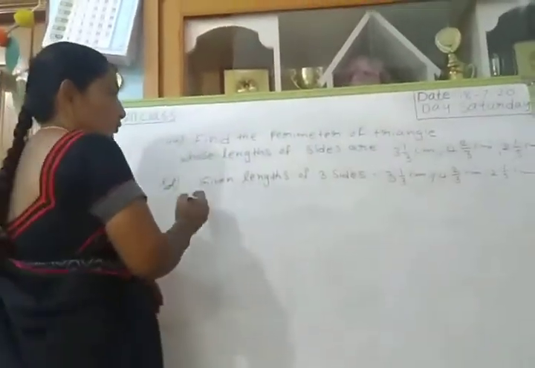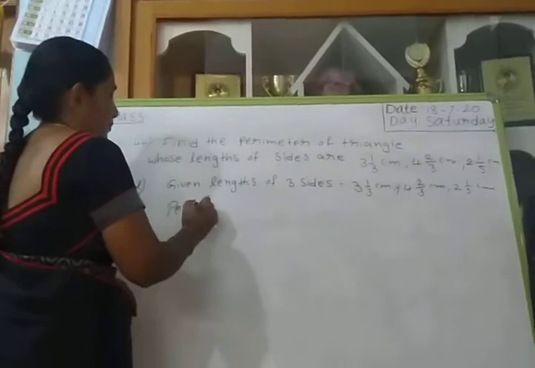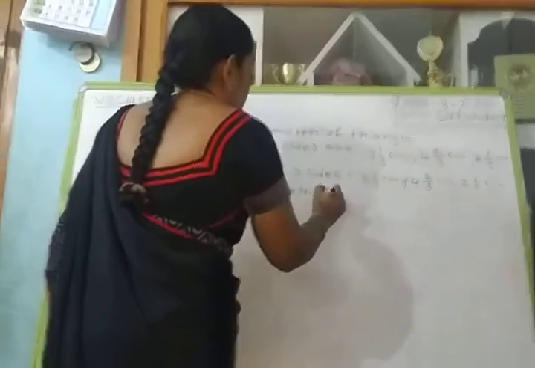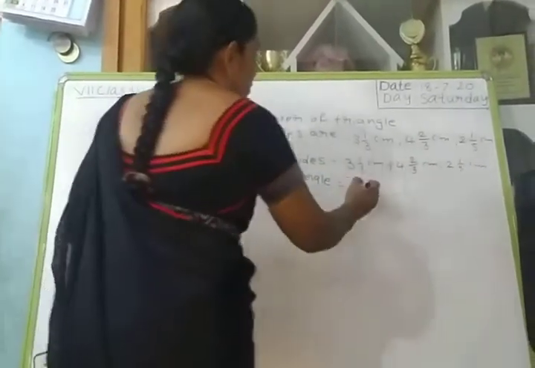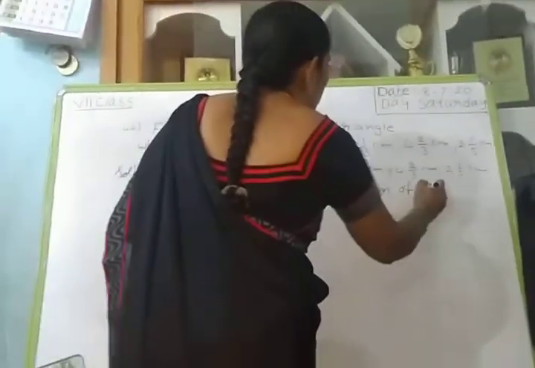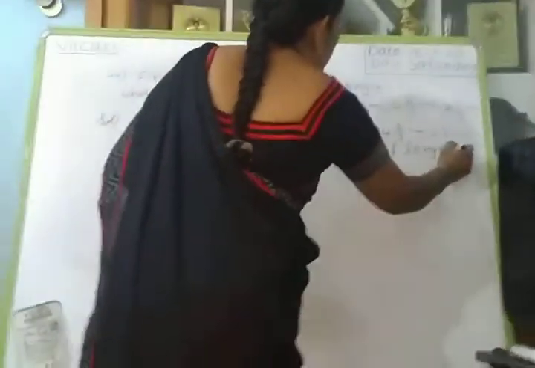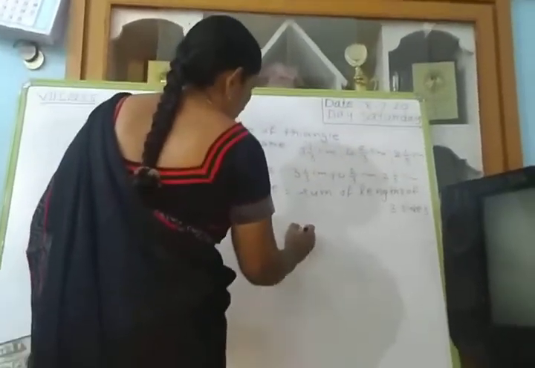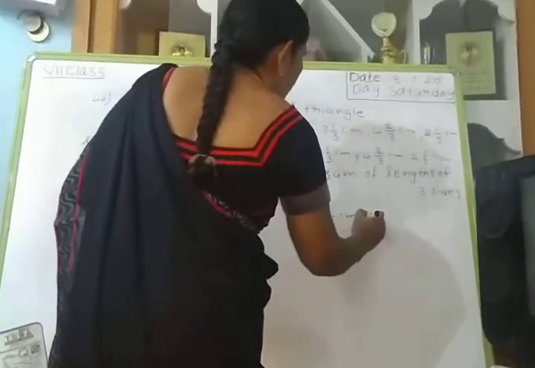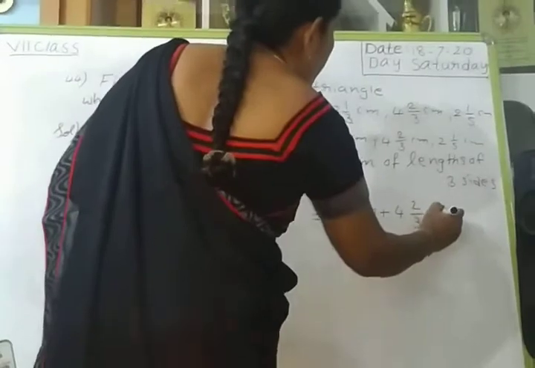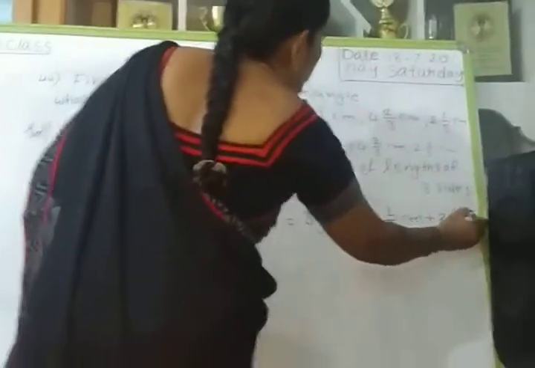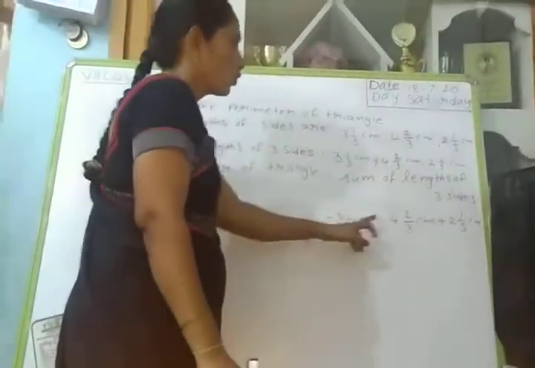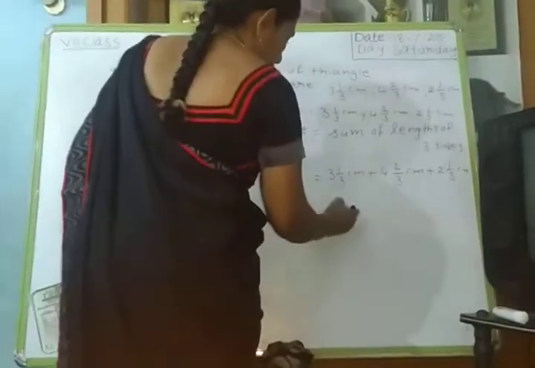So we have to find the perimeter of the triangle. We know from last year the perimeter of a triangle formula: sum of lengths of all sides, the sum of lengths of 3 sides. So what do we have to do? We have to add the 3 side measurements. Mixed fractions we can convert into improper, or otherwise we can add the whole parts and then the remaining parts. We can do it like that also.